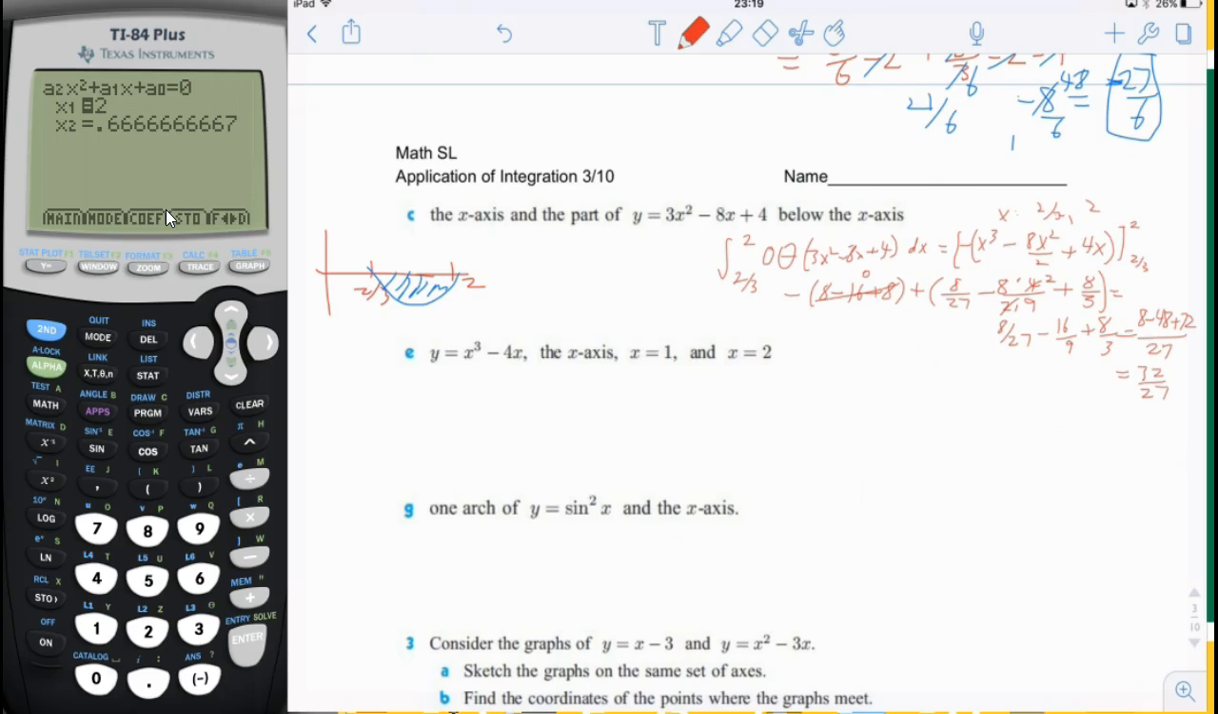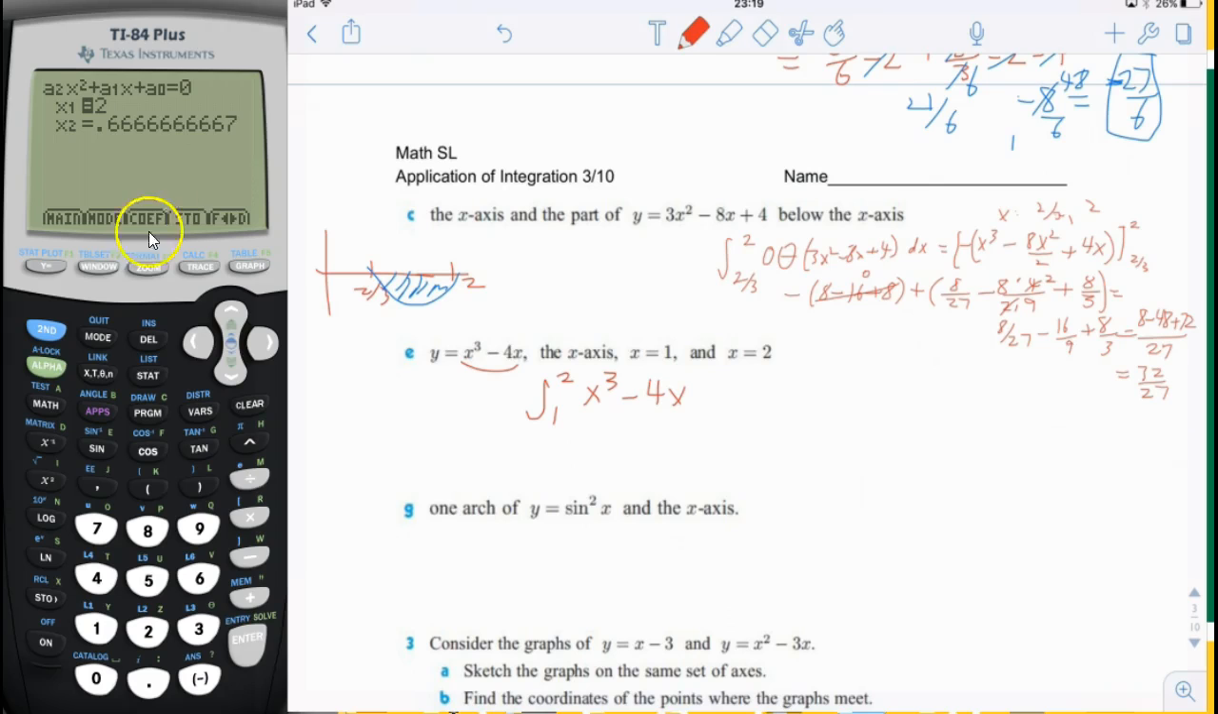Letter E. Y equals x cubed minus 4x, the x-axis, and x equals 1 and x equals 2. Oh, how nice. They told us what the zeros are. Now, let's see. So we're going to take the integral from 1 to 2 of x cubed minus 4x. And let me just check one thing, because I don't know if this function is above the x-axis or below the x-axis at this point.